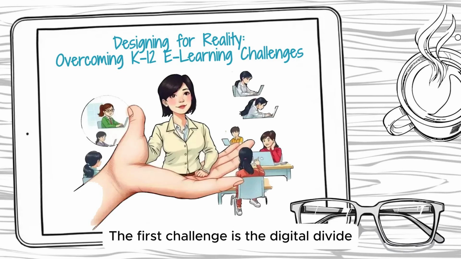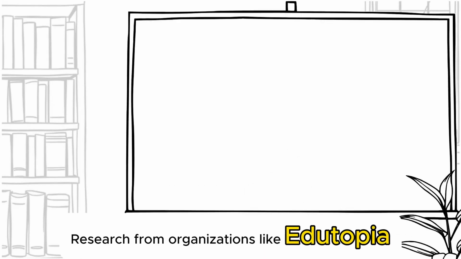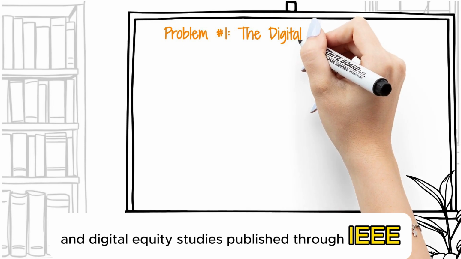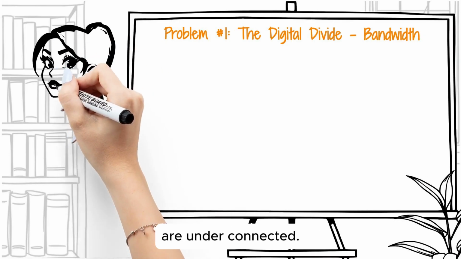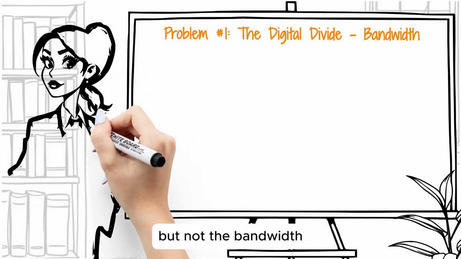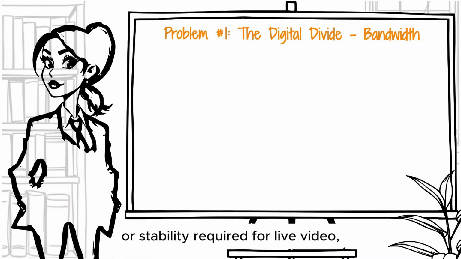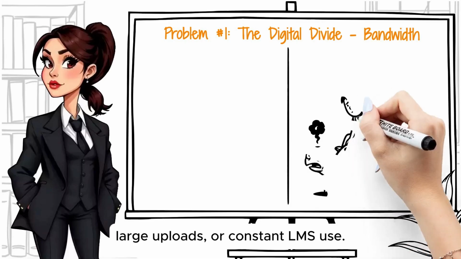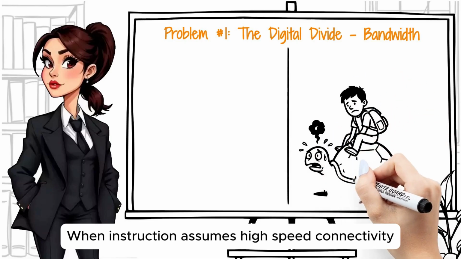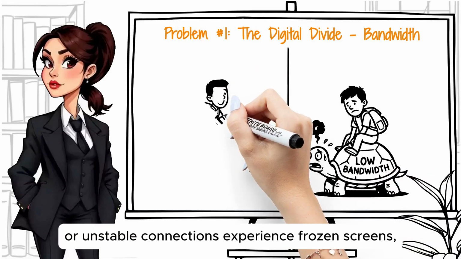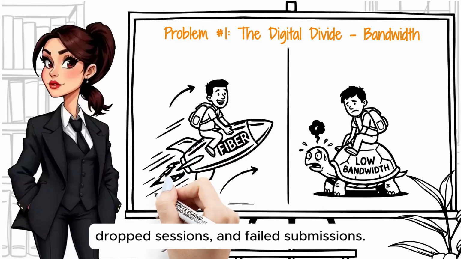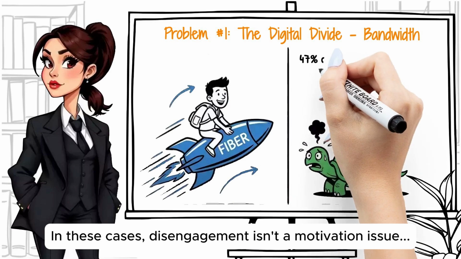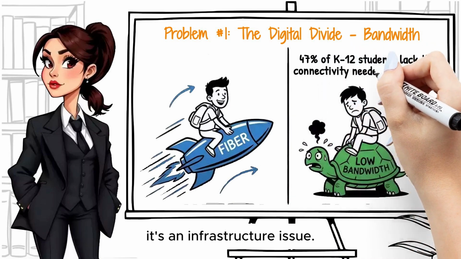The first challenge is the digital divide, and it goes far beyond device access. Research from organizations like Edutopia and Digital Equity Studies published through IEE show that up to 47% of K-12 students are underconnected. They may have internet access, but not the bandwidth or stability required for live video, large uploads, or constant LMS use. When instruction assumes high-speed connectivity, students with slower or unstable connections experience frozen screens, dropped sessions, and failed submissions. In these cases, disengagement isn't a motivation issue, it's an infrastructure issue.